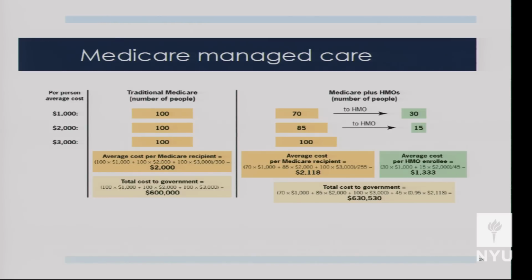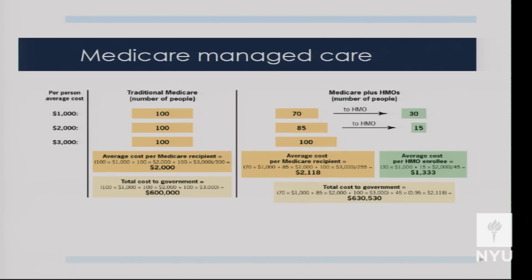So what is the total cost of Medicare here? Well, on average, it's $2,000, right? Total for this group of people, it's going to be $600,000. It's going to be 1,000 times 100 plus 100 times 2,000 plus 100 times 3,000, which is $600,000.